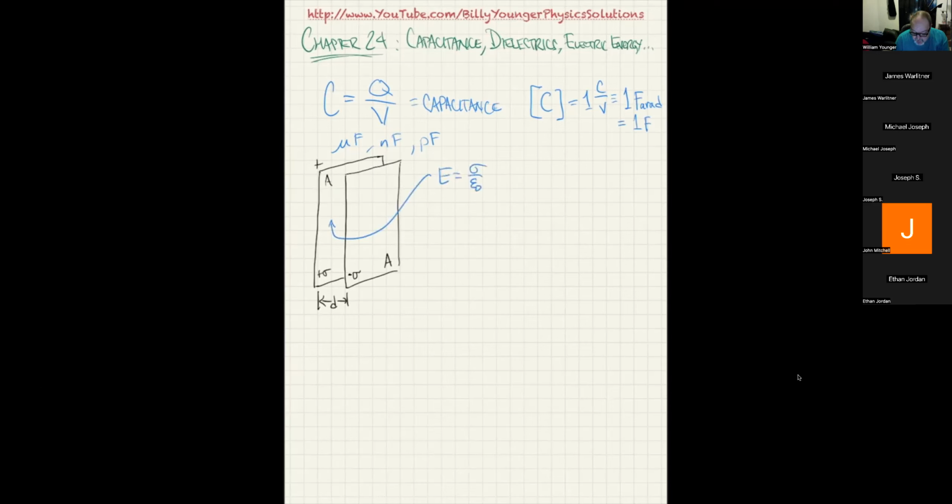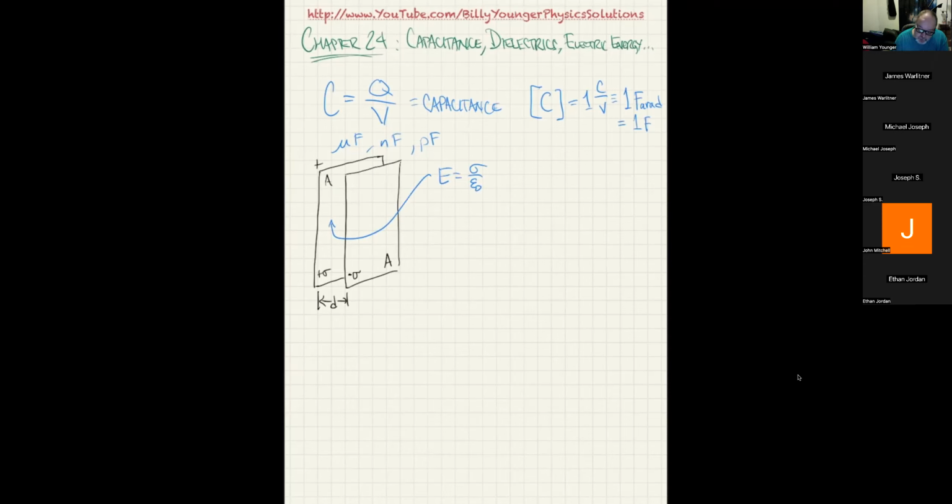Okay. What we discovered the other day is that the electric field between the plates, E, equals sigma over epsilon naught. Remember, it was sigma over 2 epsilon naught for the positive plate, and for the negative plate it was sigma over 2 epsilon naught, but they pointed in the same direction. So in that case, it became sigma over epsilon naught.